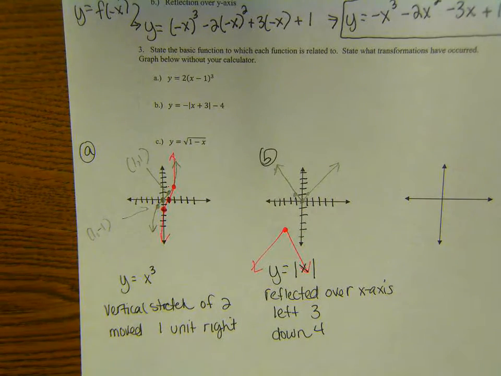By the way, a V or an absolute value, those 2 lines that come in, they have slopes of 1. So if you wanted to be accurate, you just make them now have slopes of positive and negative 1 going the other way.